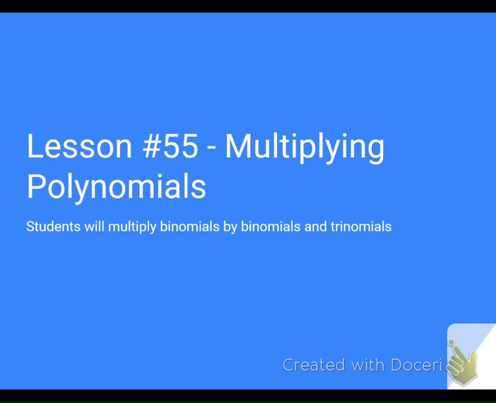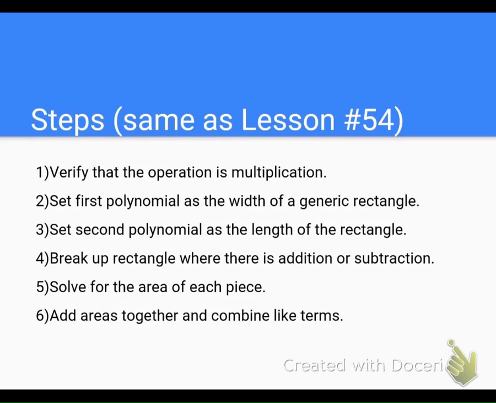Okay, today's lesson is lesson number 55. We're multiplying polynomials. So today is different because instead of just one term, there's going to be a binomial in front, so two terms times another 2 or 3 terms. The steps, though, are the same as yesterday.